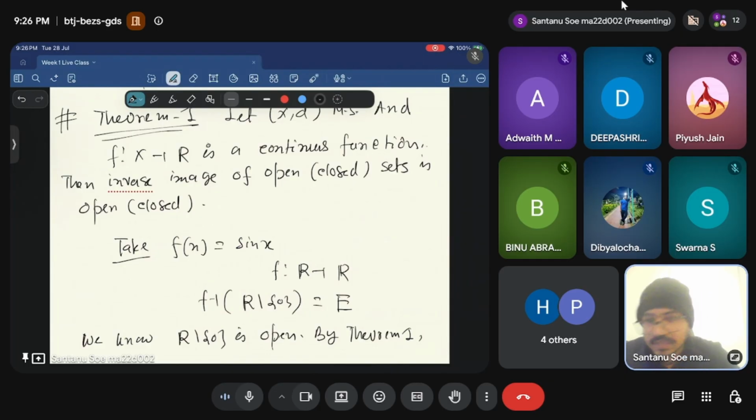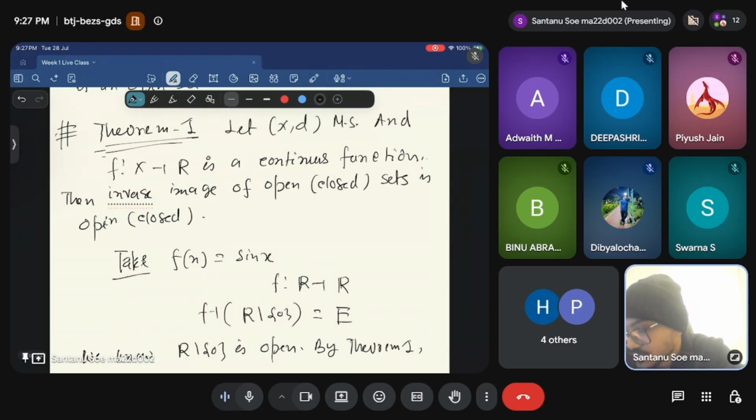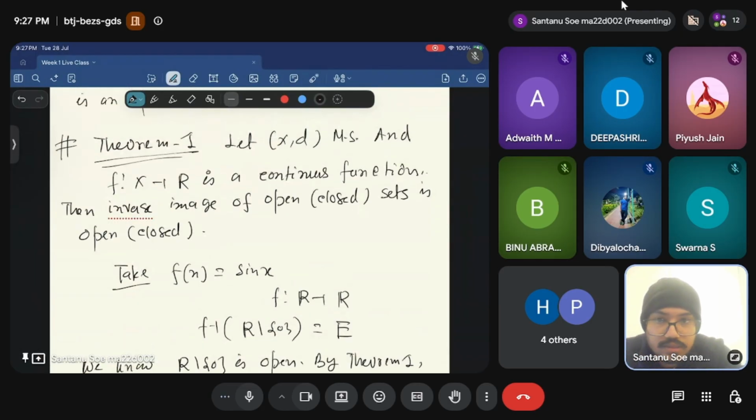So here the inverse is not the function inverse, it is the set inverse. The pre-image of R minus 0 is not the inverse of the sine function, because the inverse does not exist for the sine function in this domain, right? Then you have to restrict the domain, then only the inverse exists. So I hope everyone has got this result. Keep this result like 3 star or 5 star, because you are going to use this many times.